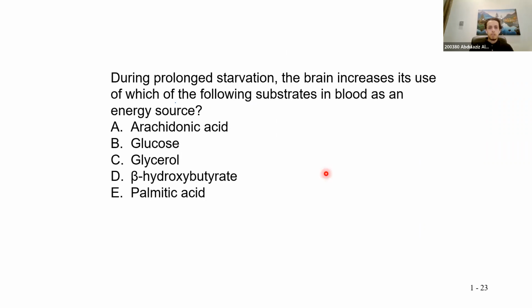So during prolonged starvation, the brain increases its use of which of the following substrates in the blood as an energy source? Okay, great. So I think everyone understood this. The brain uses ketone bodies in a mode of starvation. In a mode of starvation, the brain can use the ketone bodies as a result of having the enzyme thiophorase. So specifically because it has this enzyme, we can utilize these ketone bodies.